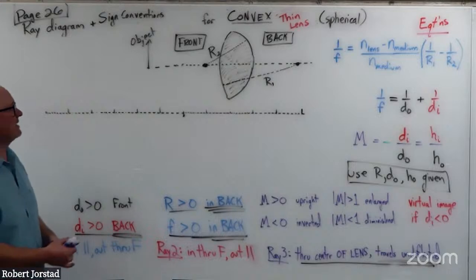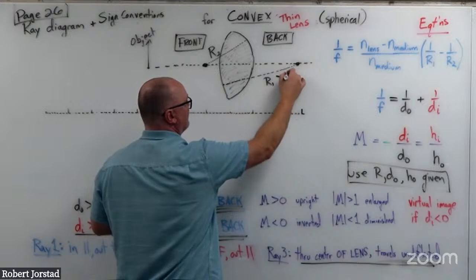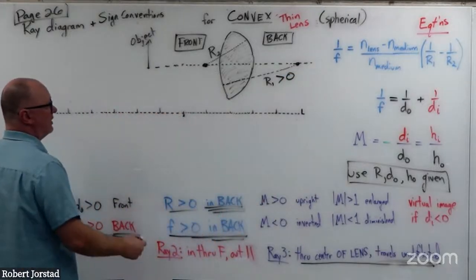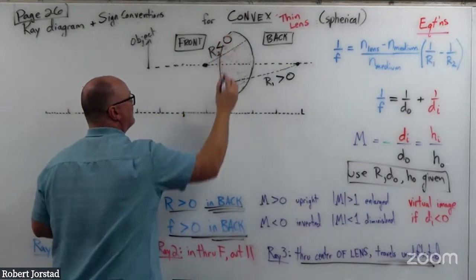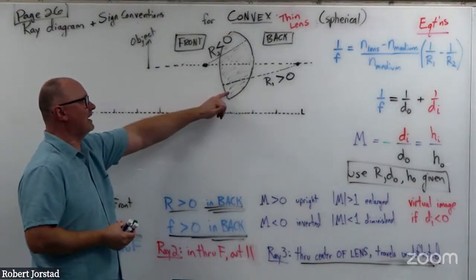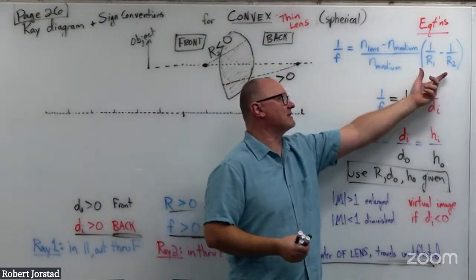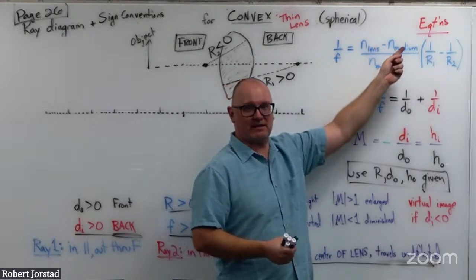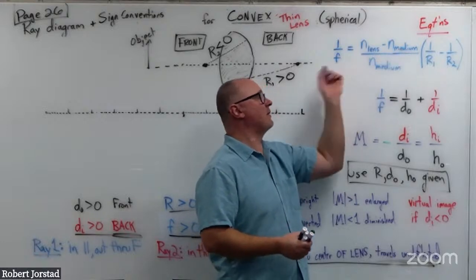So in this case, I would say R1 is greater than 0. It's on the back side. R2 is less than 0. And notice what that's going to do to the focal point for a convex lens. This is positive minus a negative, so this is positive, assuming your lens is made of glass and the medium has some index less than glass. Then we would assume the focal length is positive.